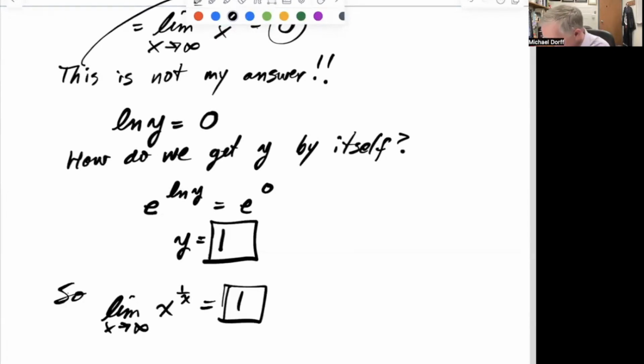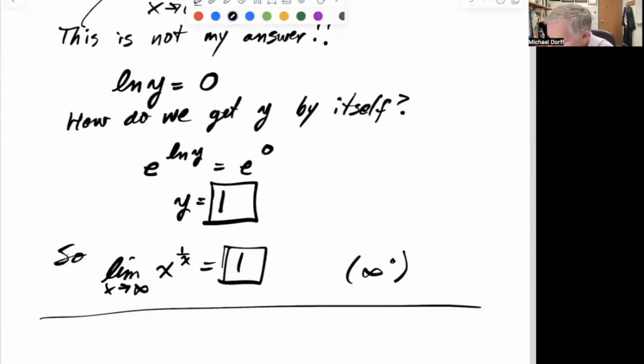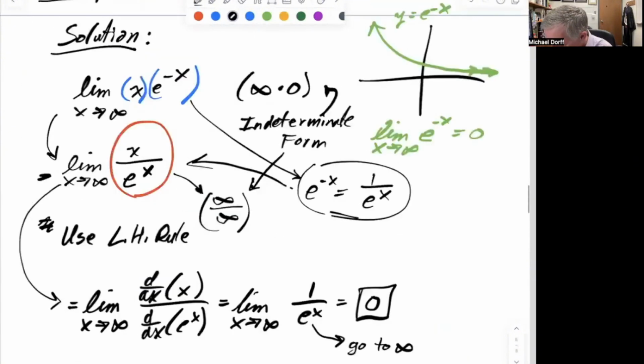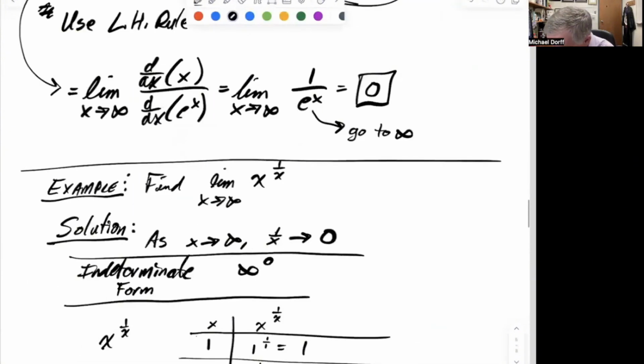That was, remember, we had the indeterminate form of infinity to 0. That was what we started with. So it did turn out to be 1 in this case. All right, one last example here. So that was example number, what did we do? Oh, I didn't label that one. That was example number 5.